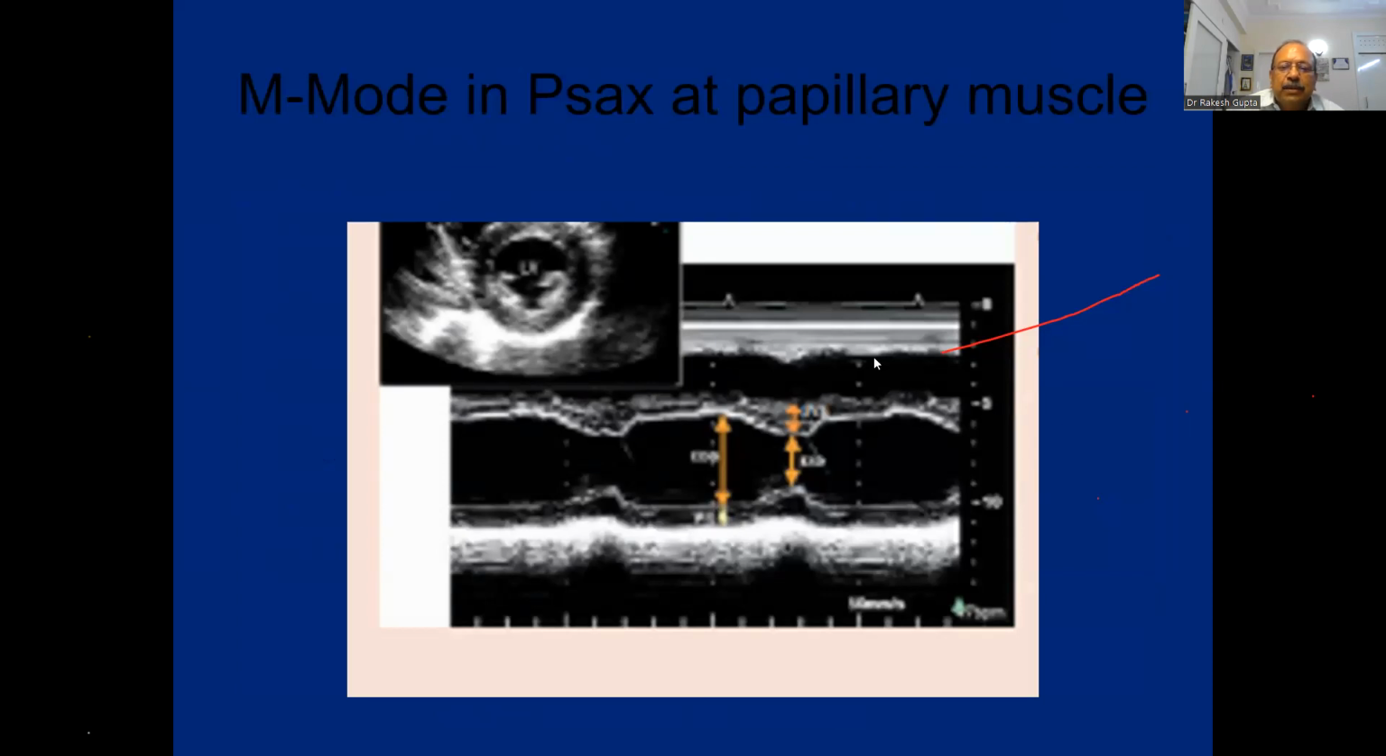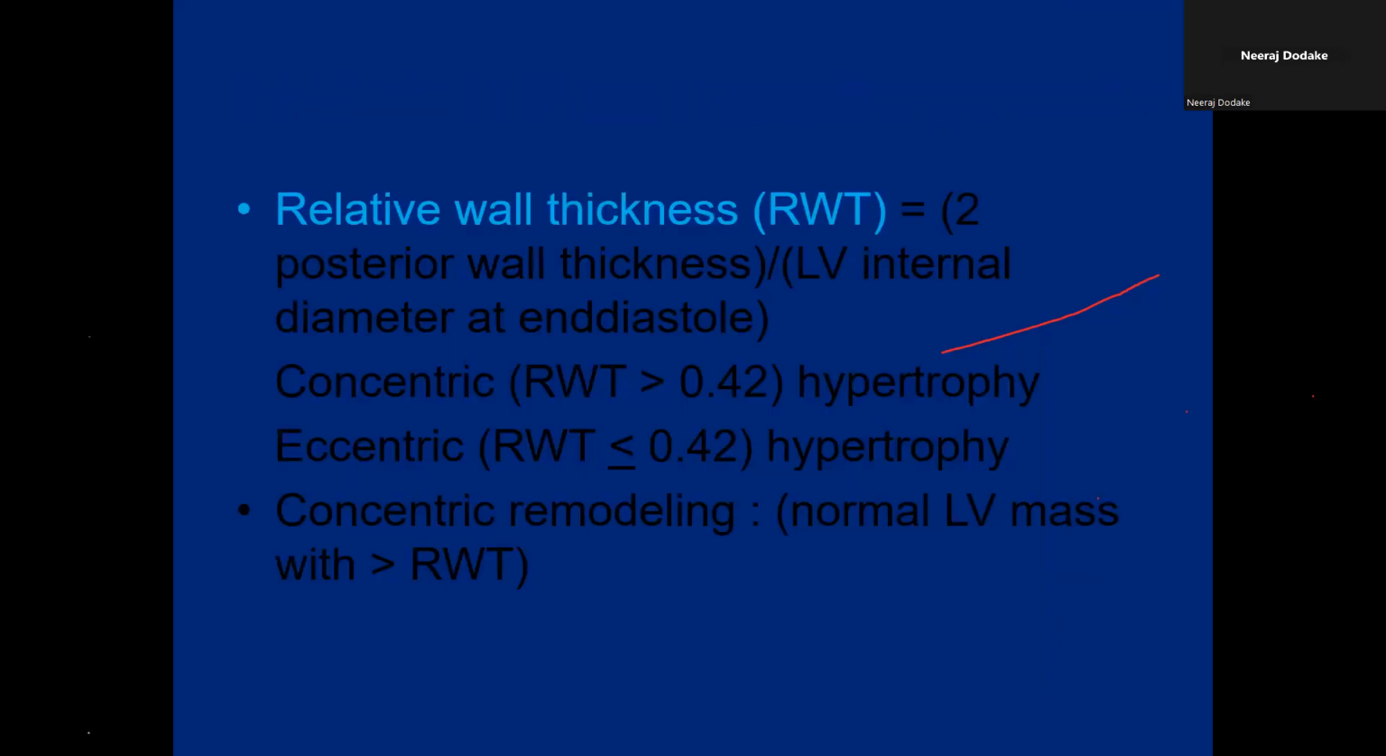Dr. Neeraj Dotke, go ahead. Sir, what does the RV free wall thickness indicate, less or more? Well, this is a formula which has been created by researchers in echocardiography. They just wanted to emphasize whether this thickness is more or less. I have to really look in the literature at how this has been decided.